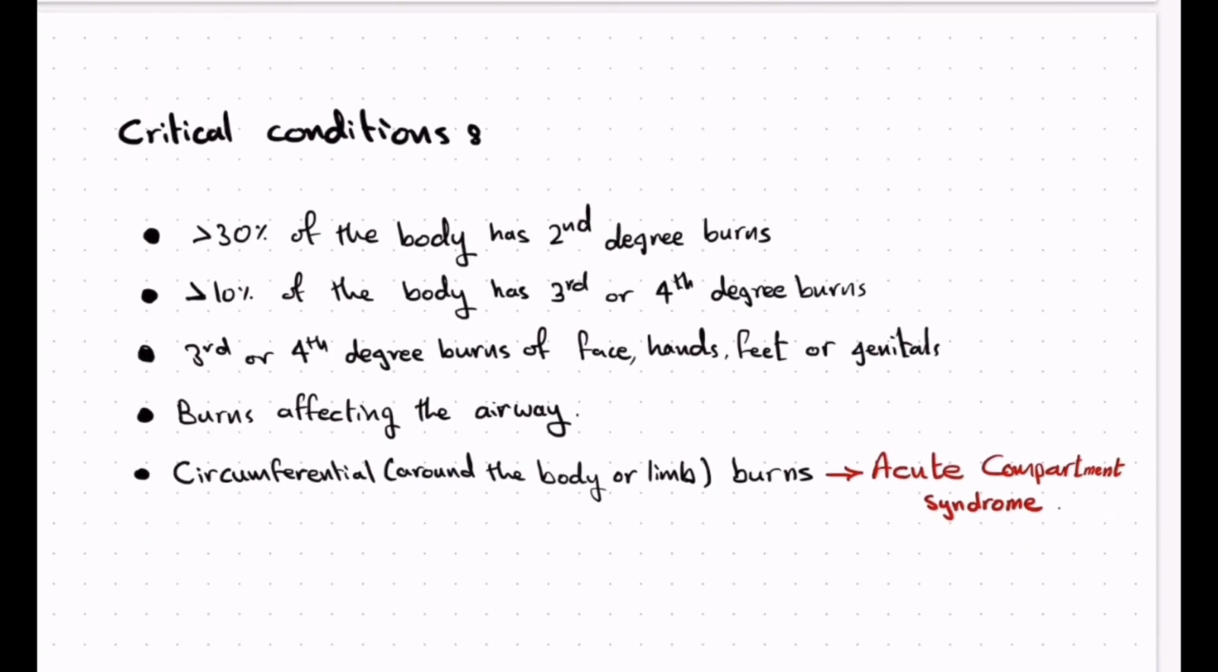And there are some cases or situations that are considered critical, like if the patient comes with more than 30% of the body having second degree burns, or more than 10% of the body having third or fourth degree burns, or third or fourth degree burns of the face, hands, feet, or genitals. Also burns that are affecting the airway. And circumferential burns, which are basically around the body or around a whole limb, which could result in acute compartment syndrome.